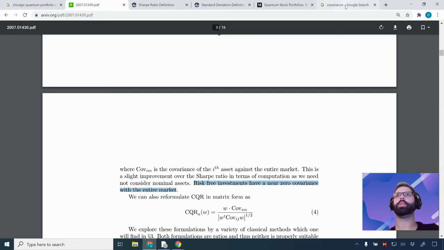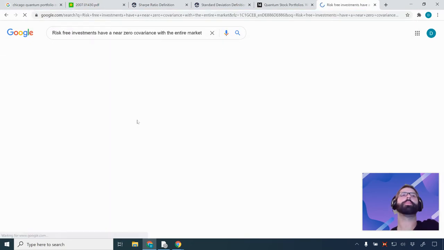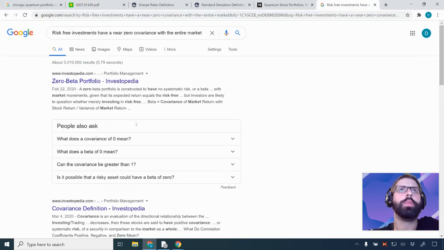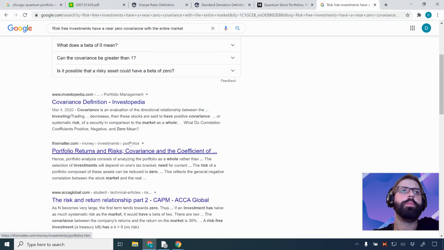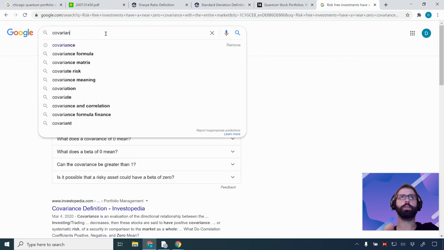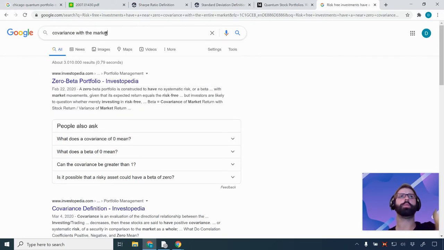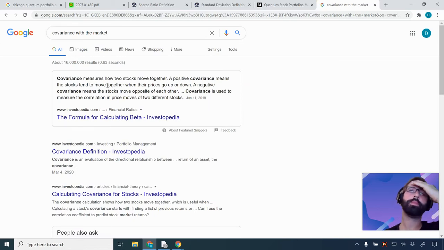Let's see if I can Google that actually. Zero beta portfolio. Covariance definition. Covariance with the market. Covariance measures how stocks move together. Positive covariance means stocks tend to move together when their prices go up or down. A negative covariance means the stocks move opposite of each other. Covariance is used to measure the correlation in price moves of two different stocks.